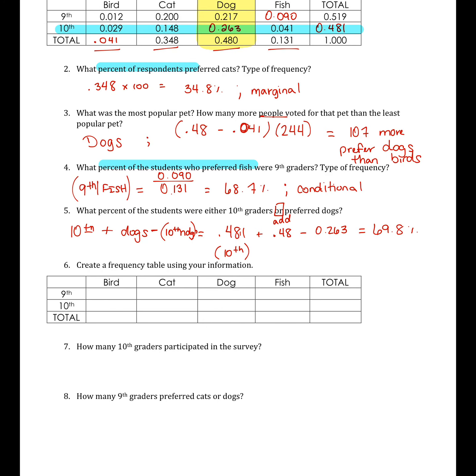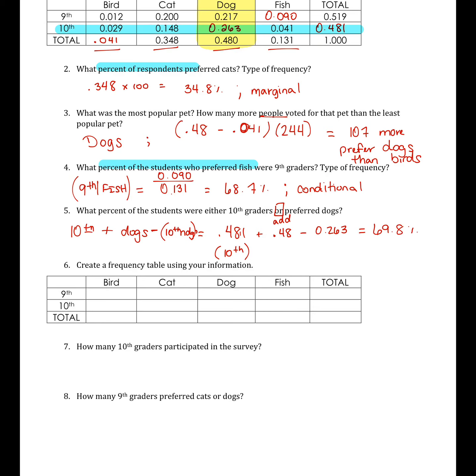So that's just a little piece they're trying to trick you. Think about it in general. If I didn't recognize that I needed to take that 0.263 out, and I add those two up, I end up with 96% of the survey. We've got to be able to determine with our own common sense that there's no possible way that 96% of our survey was made up of dogs and 10th graders, because 51% are ninth graders.